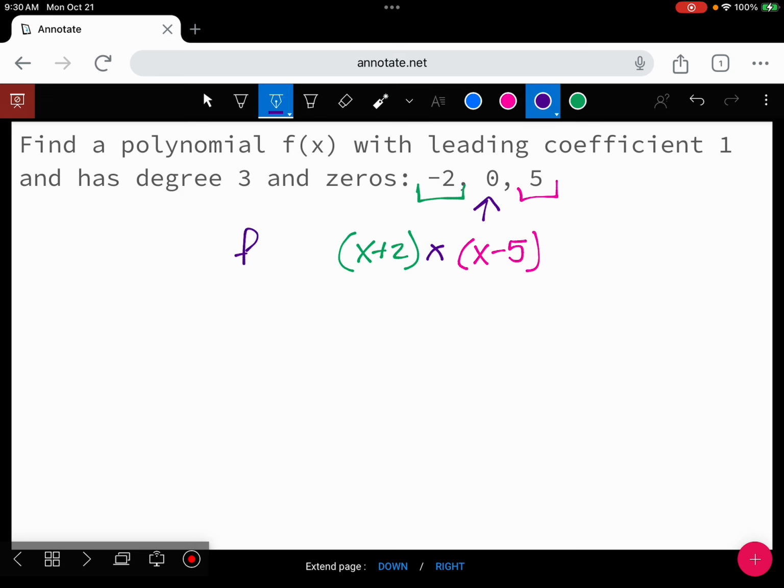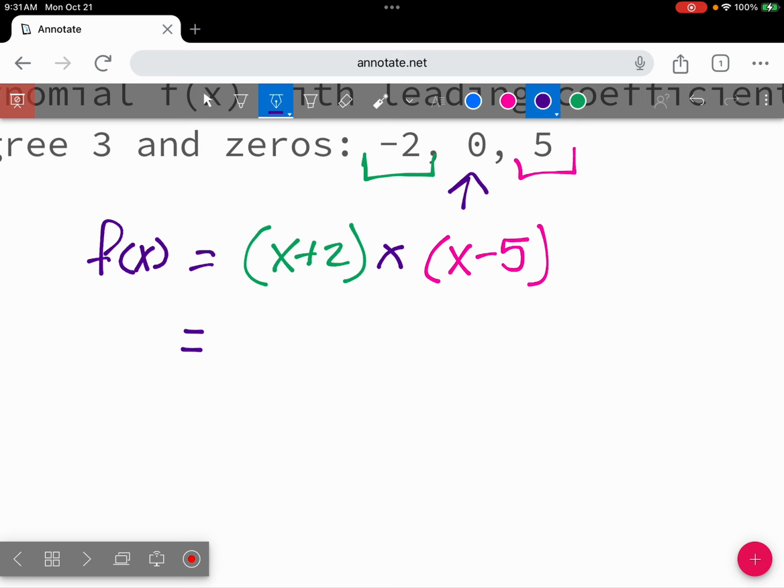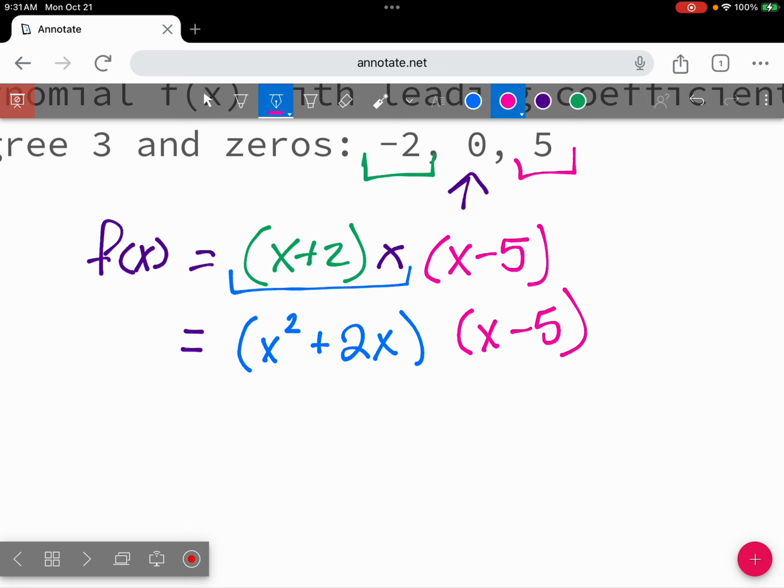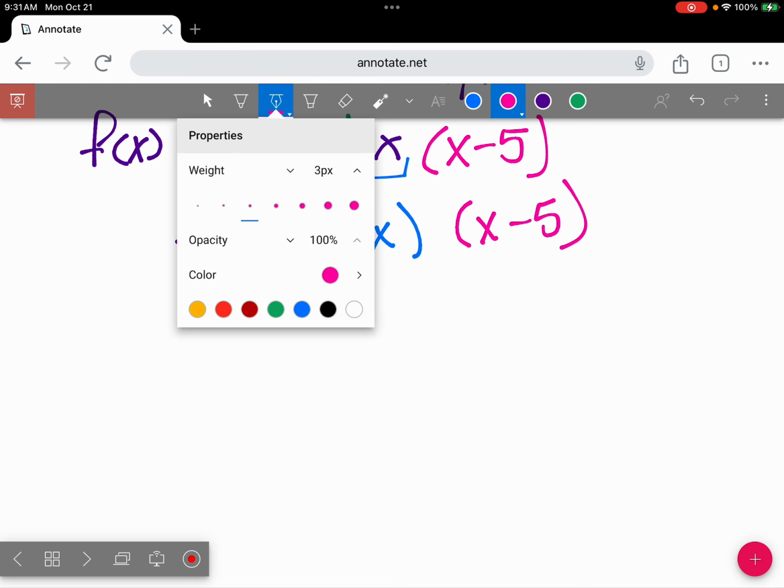So all we need to do to find our standard form equation for f of x is to multiply this out, which is exactly what we're going to do. We're going to multiply it in stages, piece by piece. I'm going to multiply my x plus 2 times my x first, just because it's really easy, so that I have x squared plus 2x. And our x minus 5. And then we're going to multiply those two pieces together.